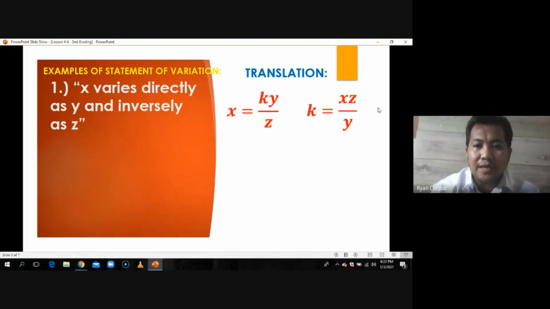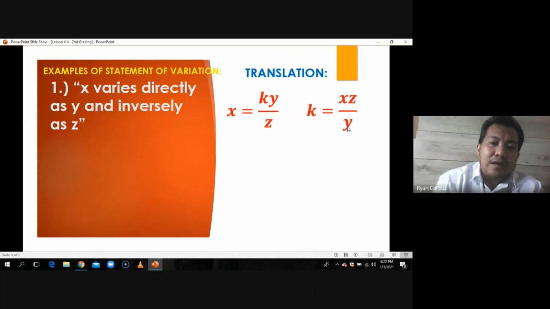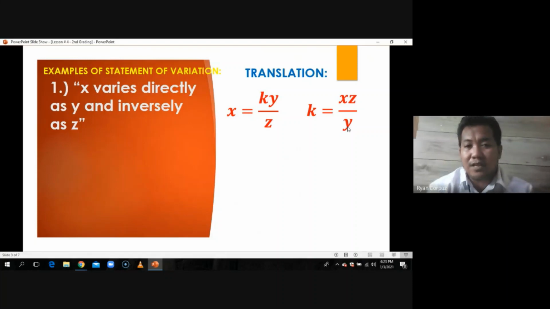Product niya, that would be XZ, that would be its numerator, over Y, yung kung ano yung kasama ng K, to sa unang translation natin. That would be its denominator. That's how we form the equation on how are we going to find for the constant of variation. That's how we translate the first statement of variation involving combined variation.